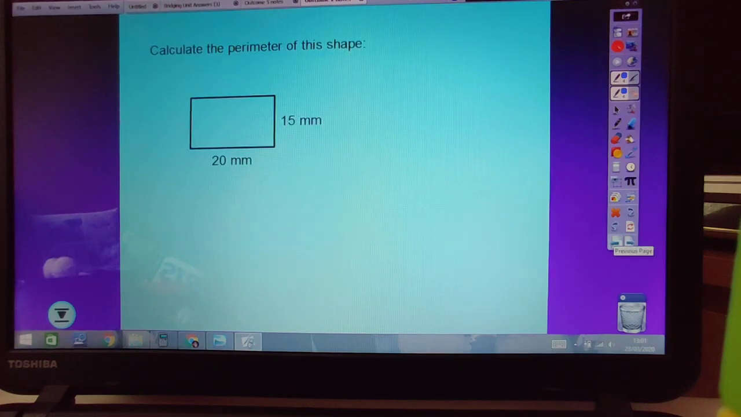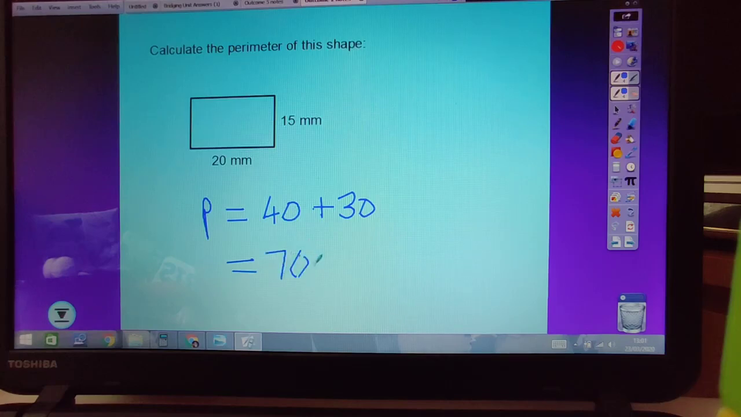So, if we want to calculate the perimeter of this shape, it's a rectangle. The sides are 20, 20, 15 and 15. So you've got two 20s. You've got two 15s, so together this length would be 70 and the units millimetres. I don't think at this point we're telling you anything that you'd be unlikely to have known. It's always worth a recap.